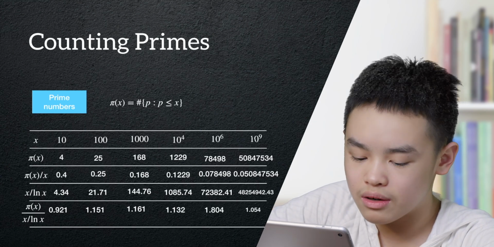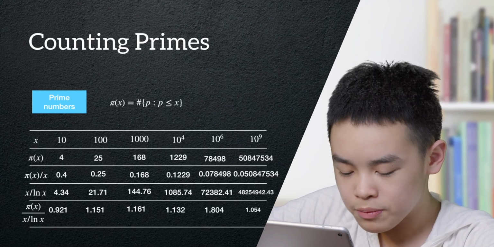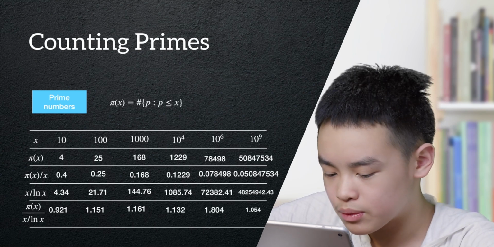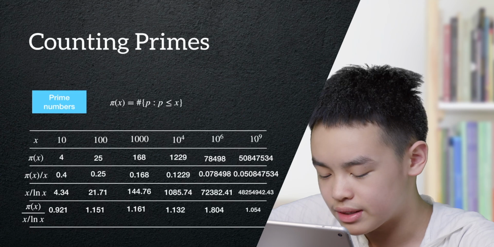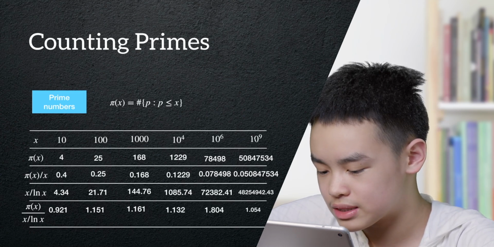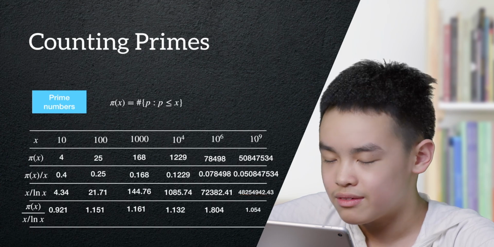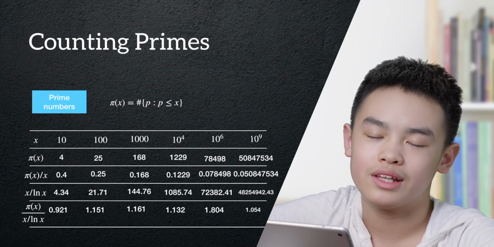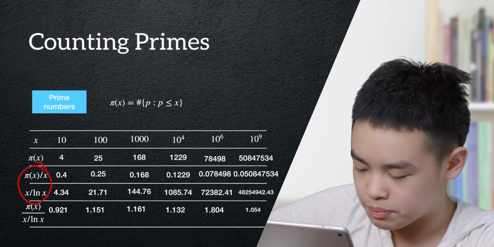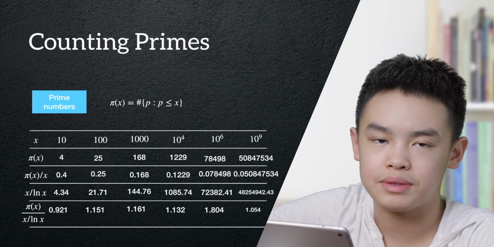So x over ln x: 4 point something, 21 point something, 144 point something, 1,000 something, 72,000 something, and oh my gosh, this number is big. Well, it doesn't seem to have any pattern overall. These two both don't seem to have any pattern.